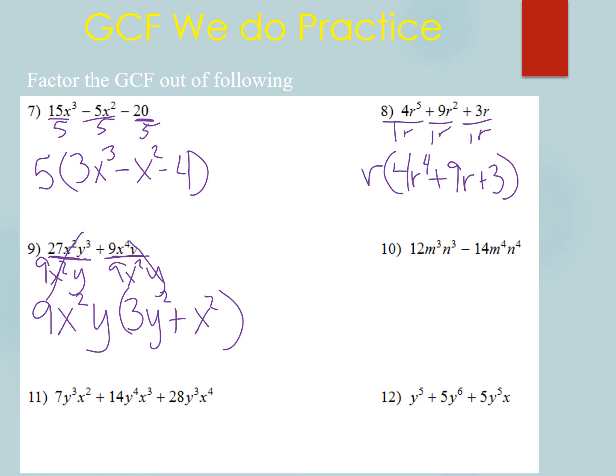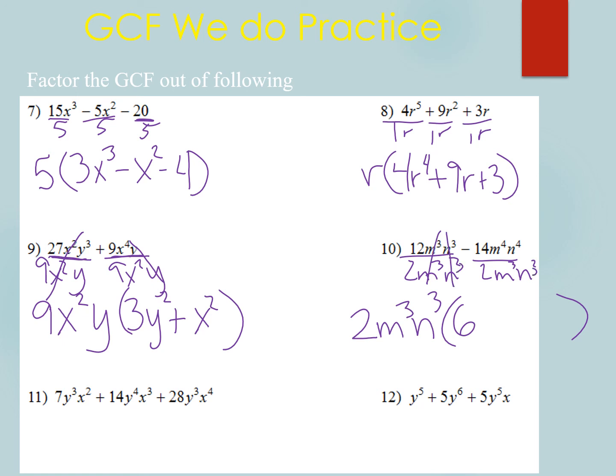Okay, number 10 here, looking at 12 and 14. The greatest common factor they would have is 2. They have 3 m's in common, and they have 3 n's in common. So I'm going to divide by 2, m to the third, and n to the third. So 12 divided by 2 is 6. The m's cancel, the n's, oh, I should be writing a 3 here, my bad. So yeah, the n's cancel. So there's only 6. 12 divided by 2 is 6.